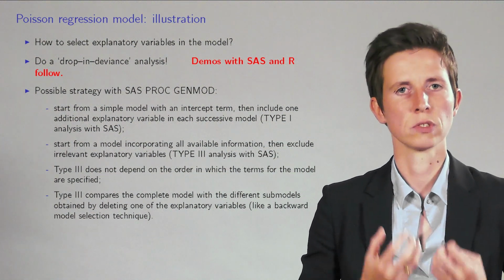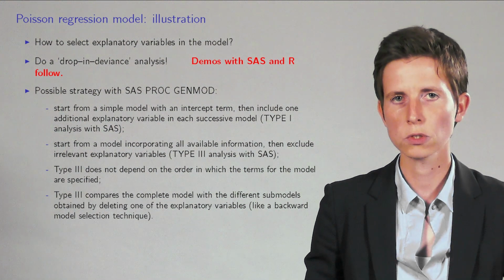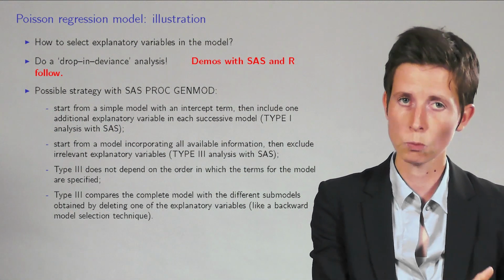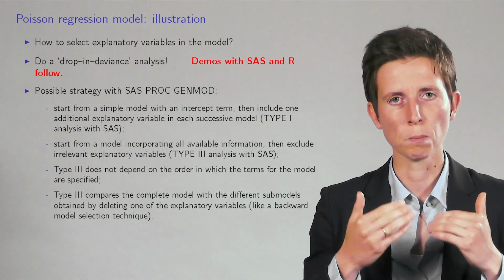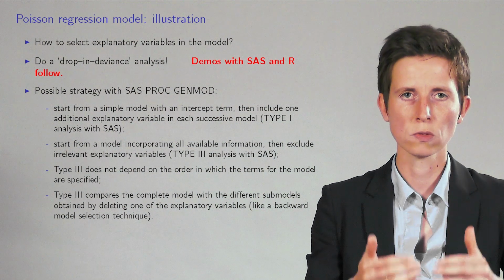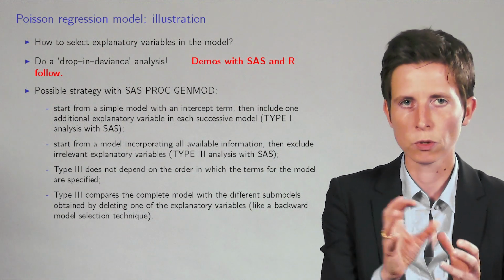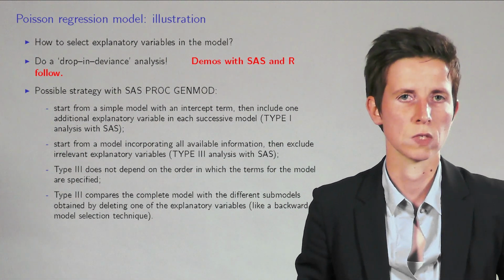The advantage of the type 3 analysis is that it does not depend on the order in which the terms for the model are specified, whereas the type 1 analysis does. Type 3 compares the complete model with the different submodels obtained by deleting one of the explanatory variables. That is like a backward model selection technique.